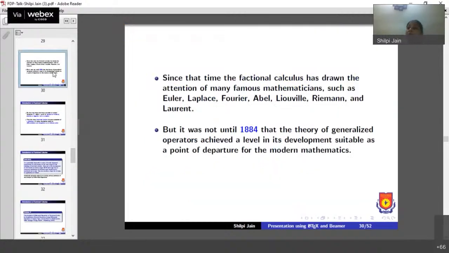Since that time, fractional calculus has drawn the attention of many famous mathematicians such as Euler, Laplace, Fourier, Abel, Liouville, Riemann, and Laurent. But it was not until 1884 that the theory of generalized operators achieved a level in its development suitable as a point of departure for modern mathematics.